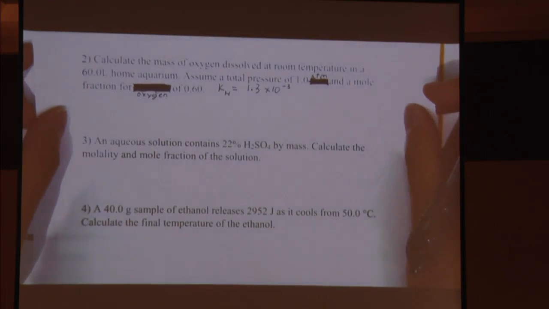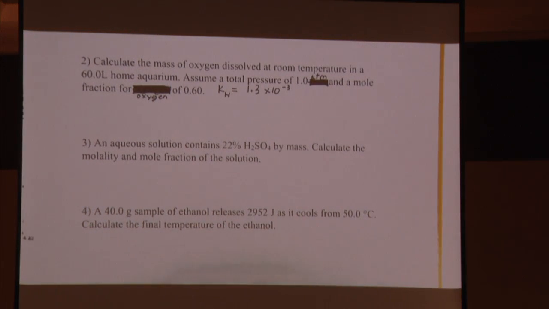So your practice problem is number 2. Calculate the mass of oxygen dissolved at room temperature in a 60-liter home aquarium. Assume a total pressure of 1 atmosphere and a mole fraction for oxygen of 0.6. And we also have a KH given. Let's give this one a minute.